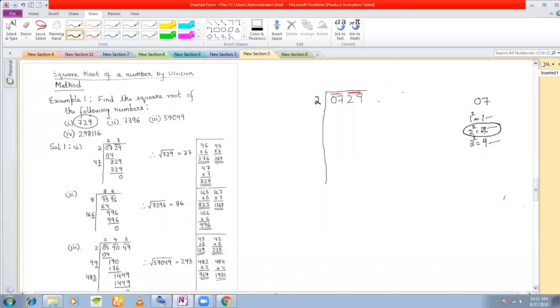Yes, 2 square is 4, and it is less than 7. So you will take the perfect square that is just less than 7. The perfect square that is just less than 7 is 4. So you will take 2 into 2 as 4.